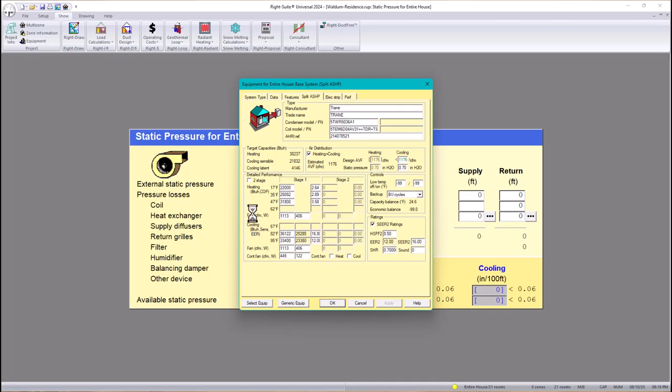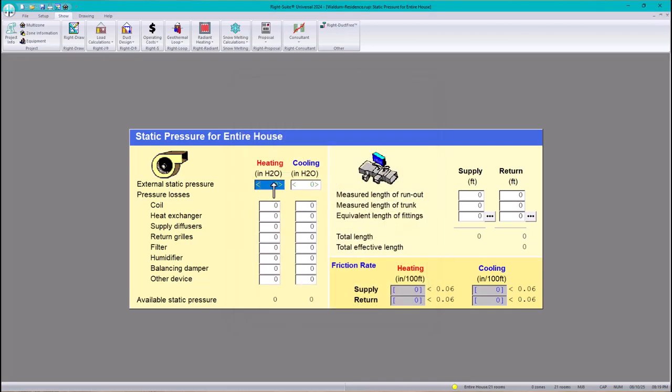Okay, so now it's showing in here automatically. Not really, but we're going to put 0.7. All right. So for the coil, usually it's a rule of thumb. Not rule of thumb, but based on experience, 0.2. And then heat exchanger 0, supply diffusers resistance of 0.03, return resistance of 0.03, filter, we're going to start with 115 and see how it goes. Humidifier we don't have, balancing damper 0.03, there we go.